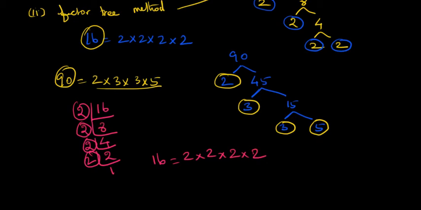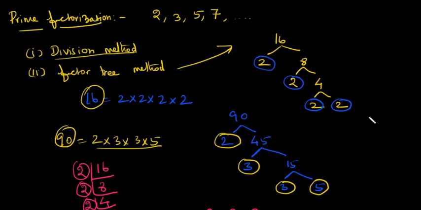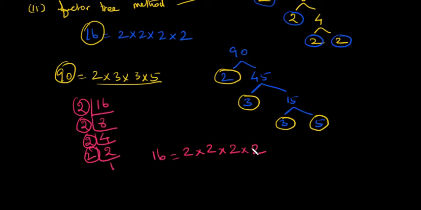Both factor tree method and division method give you the same prime factorization. So you can use any one of these. Okay, so 90 also, can we try the same thing with 90? So I am going to divide by the smallest prime number. What is the smallest prime number? 2. You will get 45. Can we divide again by 2? No, it's not possible. So you try with 3.